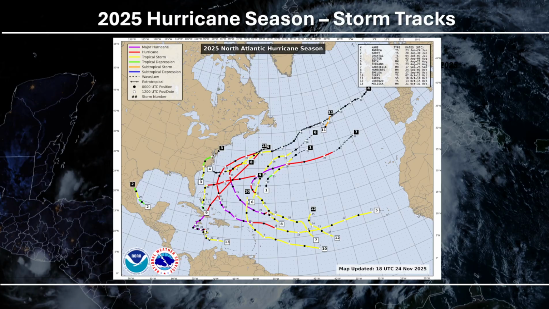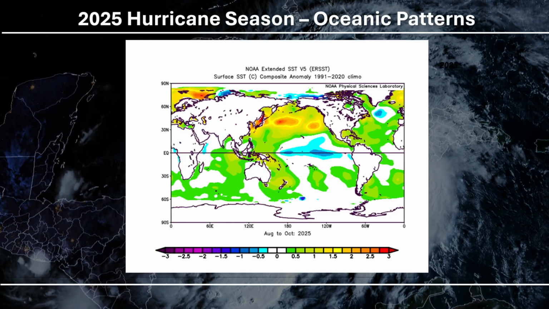Now, what we're going to do is look at some verification stuff. First of all, how did the oceanic patterns actually verify comparatively to the forecasts that we saw on climate models? And you saw at the beginning with the NNME, it showed a cold bias neutral taking shape. That did happen. We have a cold bias neutral now.